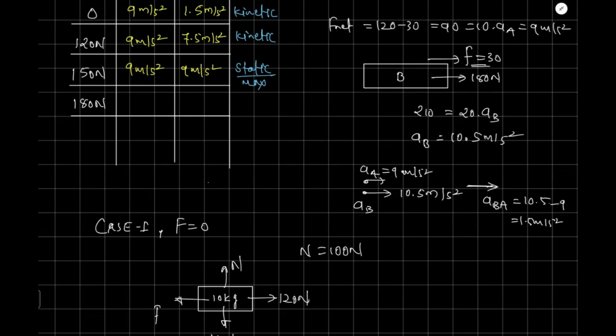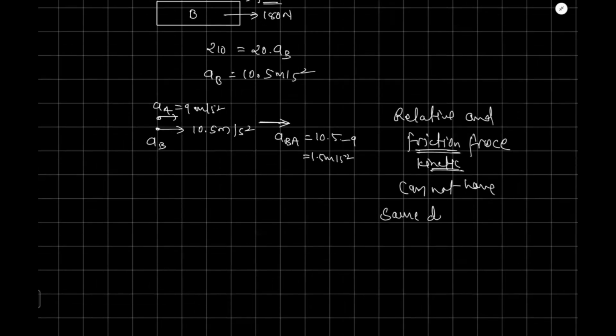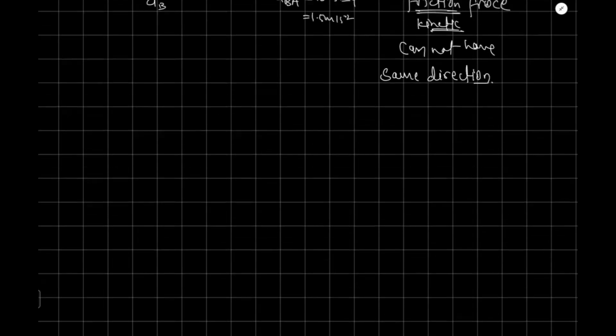So what will happen when they are not moving separately? They will move together. Okay, relative motion and friction force. Which friction force? Kinetic friction, right? Kinetic friction force cannot have the same direction as relative motion because they always act opposite to each other. So now they are not moving separately. So what can we assume? We can assume they are moving together.